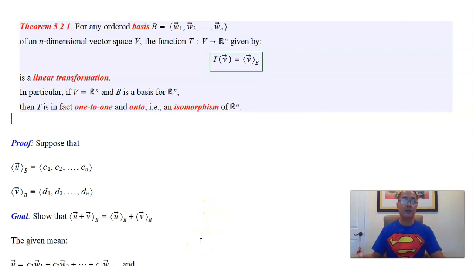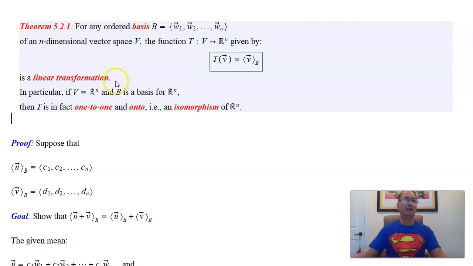Okay, so in order to make this process fit into our goal of constructing a matrix for a linear transformation, it has to possess two properties that we like. If you have any ordered basis B made of W1 through Wn, then the function T from V to Rn, which takes a vector and finds its coordinates with respect to B, is actually a linear transformation. Those two properties are additivity and homogeneity.